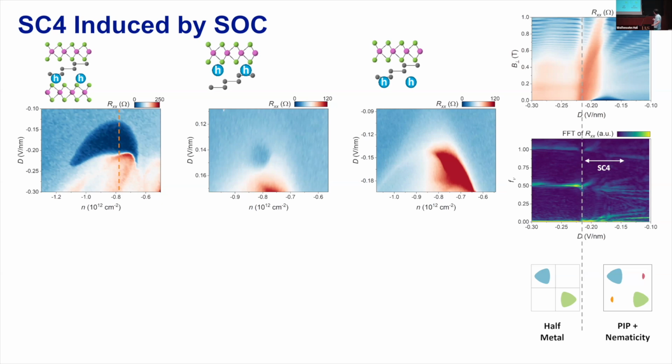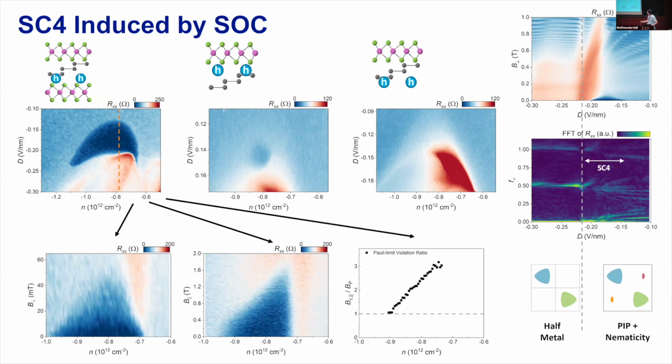And eventually, we think this is how the Fermi surface looks. In addition to the big 2 pocket, you have 2 small pockets in the other 2 flavors. And the superconductivity happens at the boundary between these 2 phases. More analysis here, right? This is SC4.